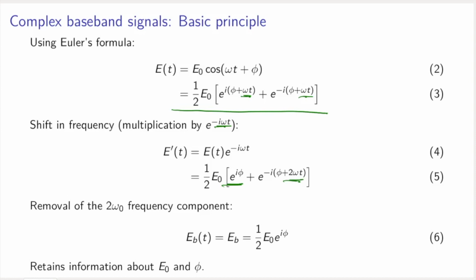The last step is removal of the high frequency complex exponential components. The remaining spectral component is now a complex constant. However, this complex constant still encodes the amplitude and phase of the original signal. Assuming that we knew what omega is, we can still reconstruct the original signal using this representation. This is the basic idea behind complex downconversion.